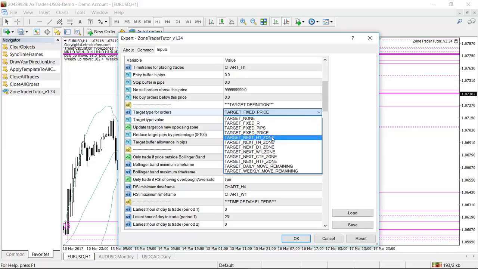Or we can do it on zone based targets. So you may say the next H4 zone, opposing H4 zone, or the next higher time zone. So if we're trading H4, that would be the daily. If we're trading H1, it may be the H4 zone. And there's various other settings you can do. You can look at the daily move remaining. There's a bit of a calculation that goes on that works out how far price has already moved in the day in the direction you're interested in, and using an average over past days works out how much further it could possibly go.